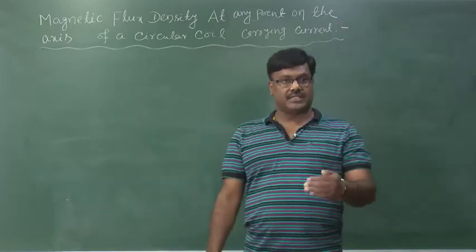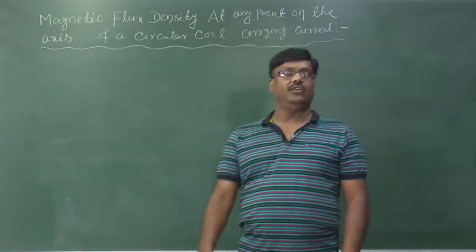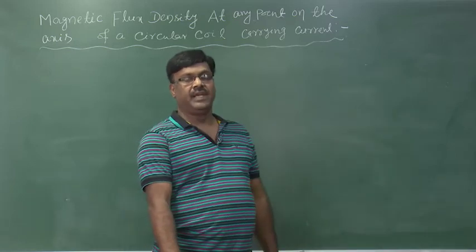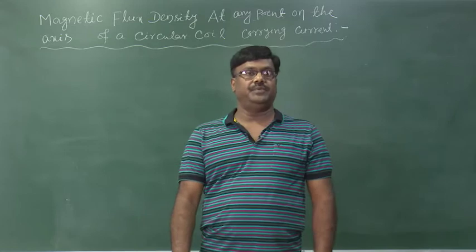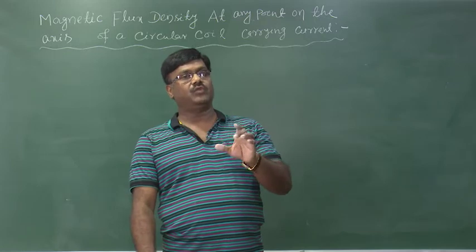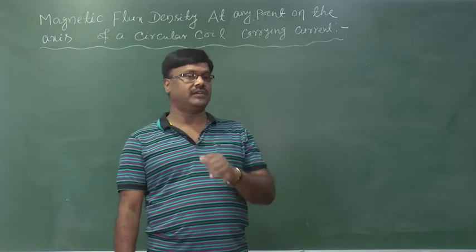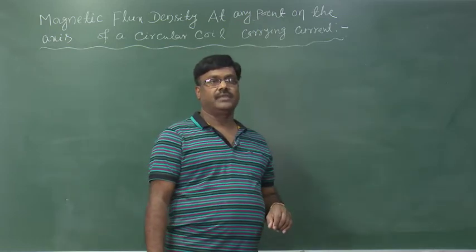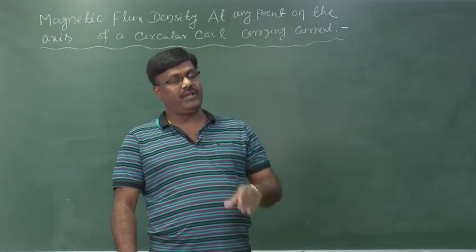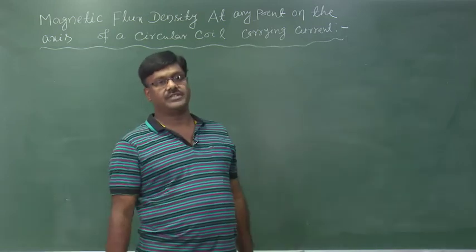Now, let us calculate the magnetic flux density at any point on the axis of a circular coil carrying current. And this can be done with the help of Biot-Savart's law, for which we have to consider a circular coil and the point of observation must be on the axis of the circular coil. Then we have to consider a small element on the circular coil. Then by using Biot-Savart law, we have to find out the field strength. Then by integrating, we can calculate the total field strength.